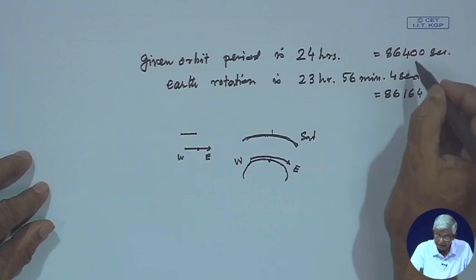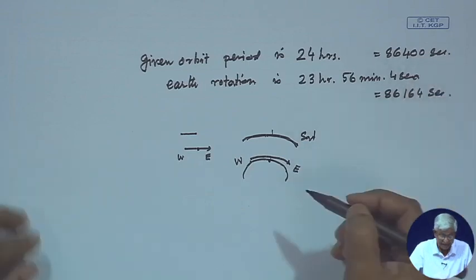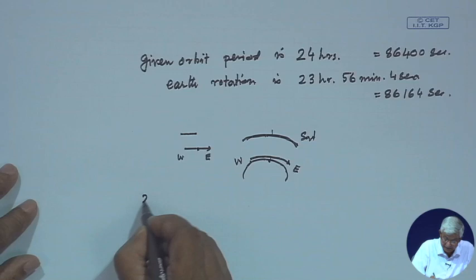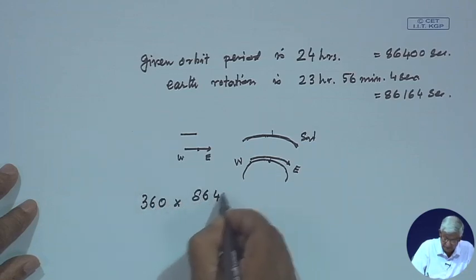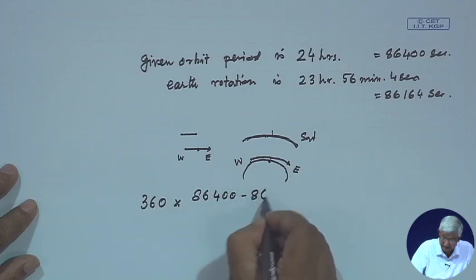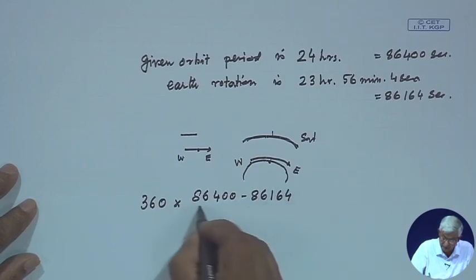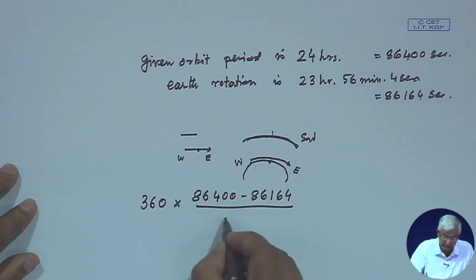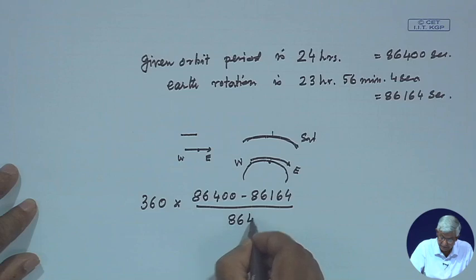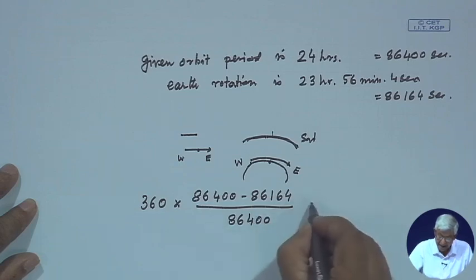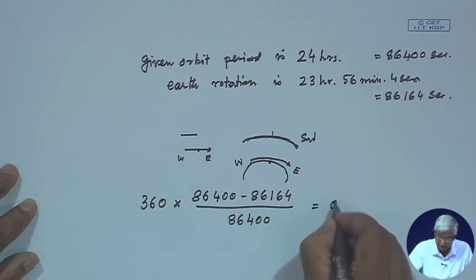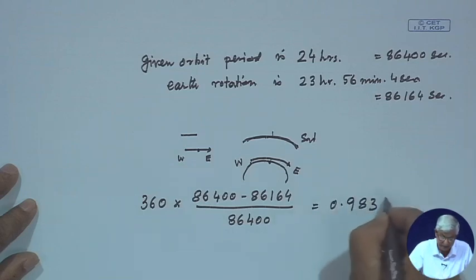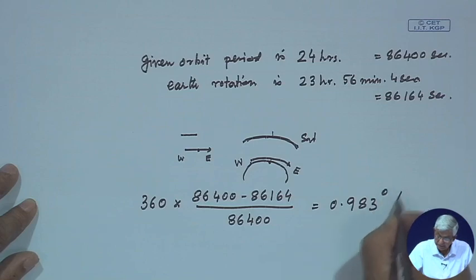That is the fraction of the difference of the orbital period per day. So, that fraction is 360 degree times 86400 minus 86164 per day, in this case per solar day, that is already mentioned, 86400, and that many degree, 360 degree. So, it comes out to be 0.983 degree per solar day.